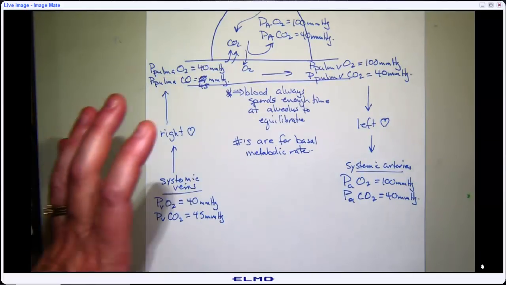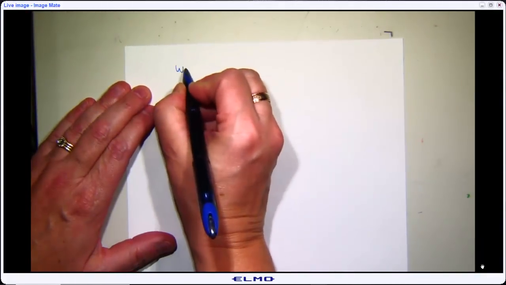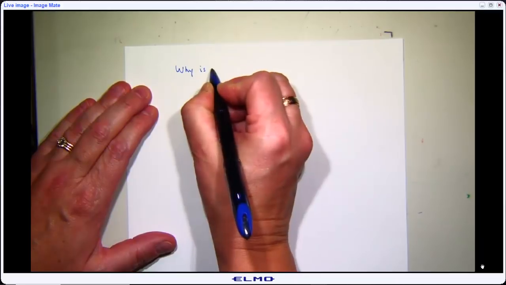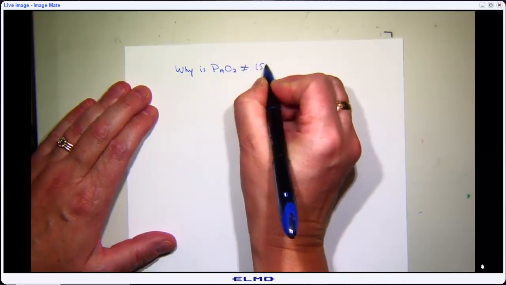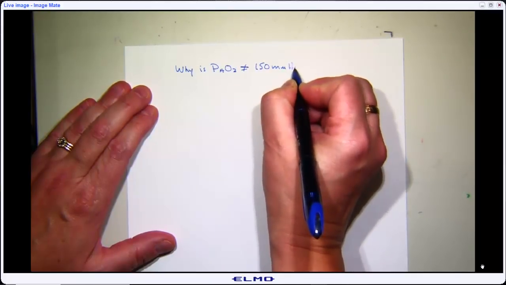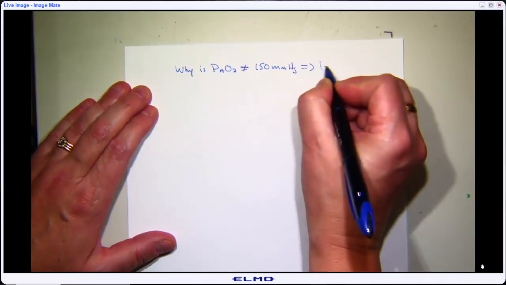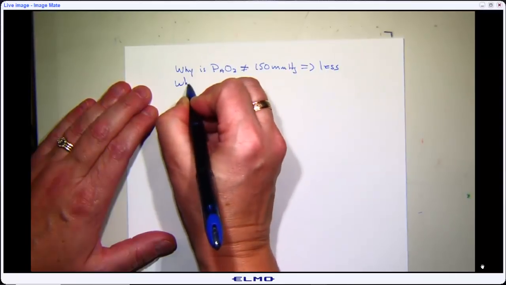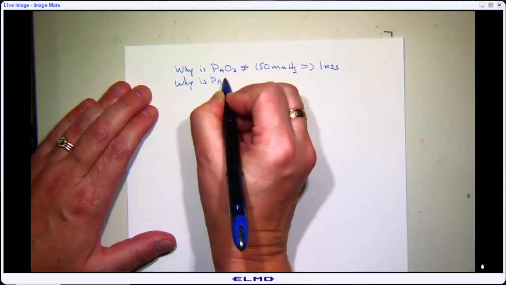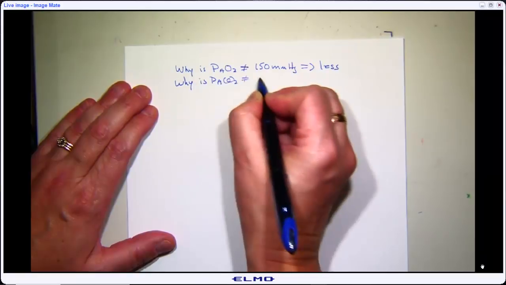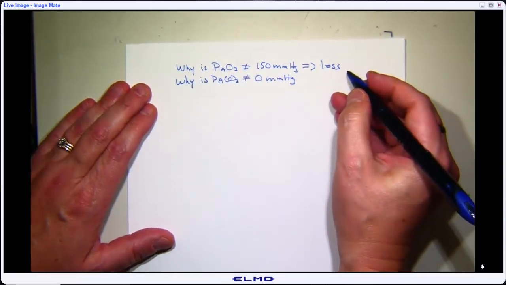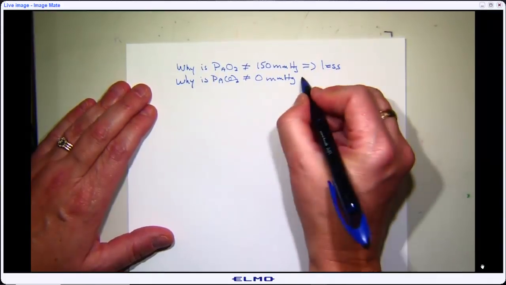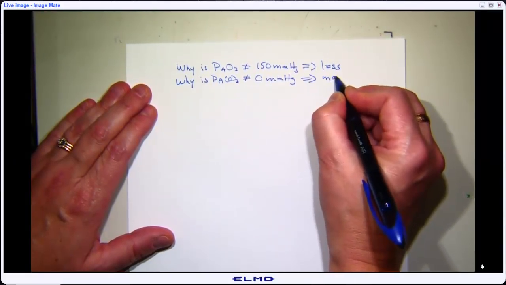So let's then think about the question: why is PAO2 not equal to 150 millimeters of mercury? It's actually less. And why is PACO2 not 0? It's actually more.